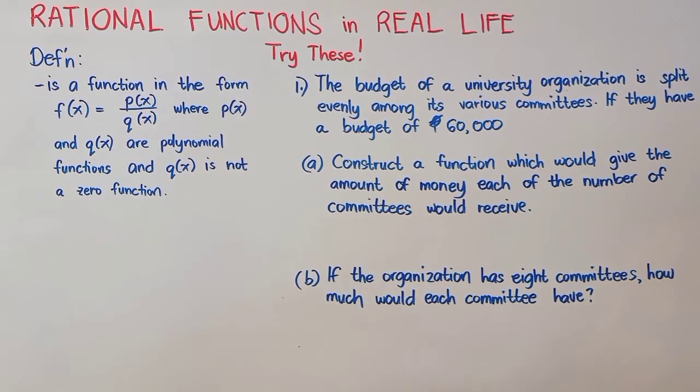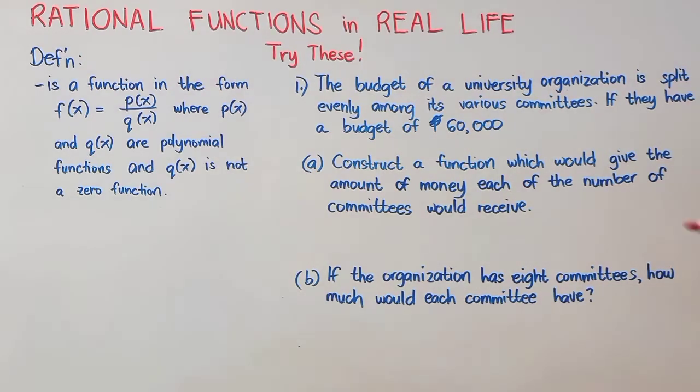Now, let us try more examples. Number 1. The budget of a university organization is split evenly among its various committees. If they have a budget of 60,000, letter A, construct a function which would give the amount of money each of the number of committees would receive.